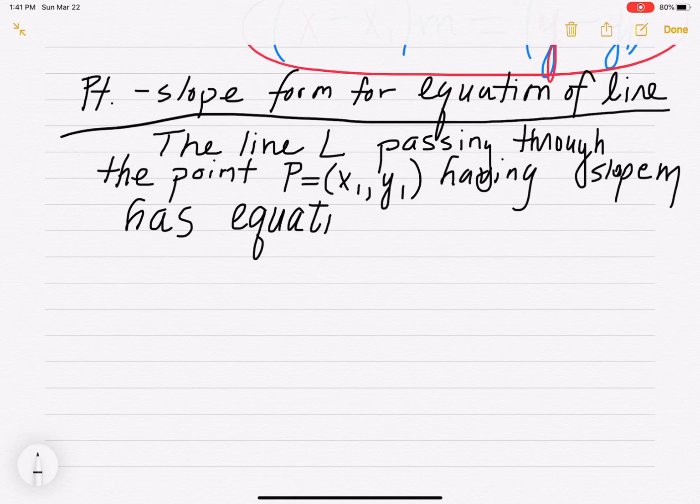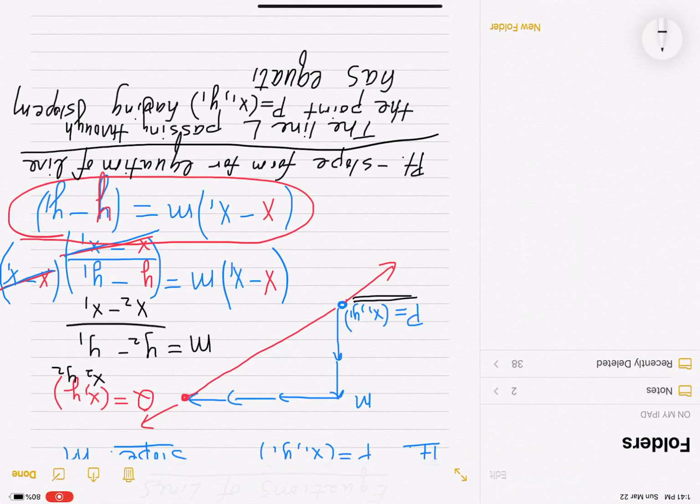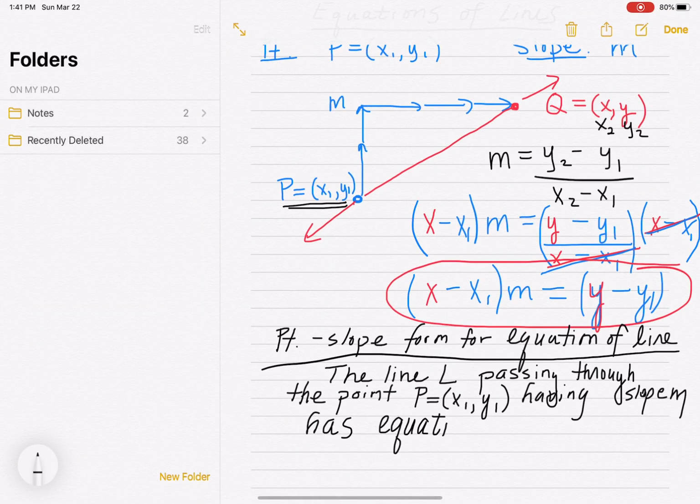This is not writing at all right now. Let me get another stylus.